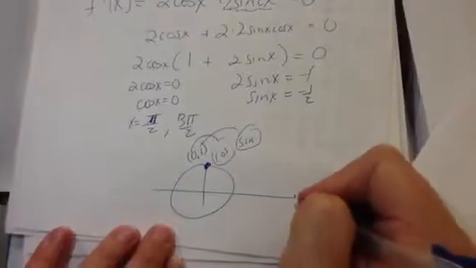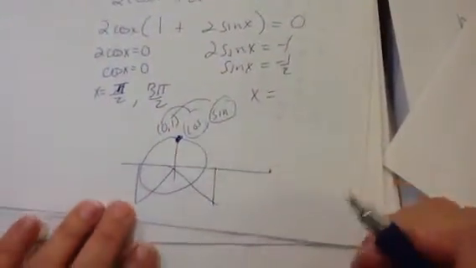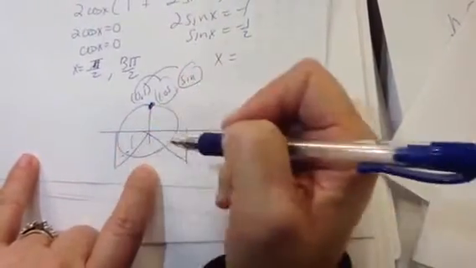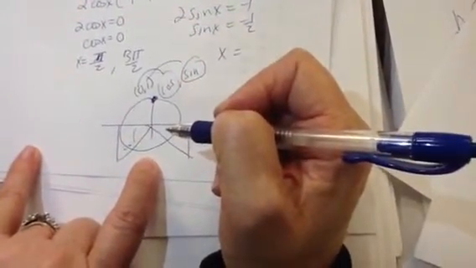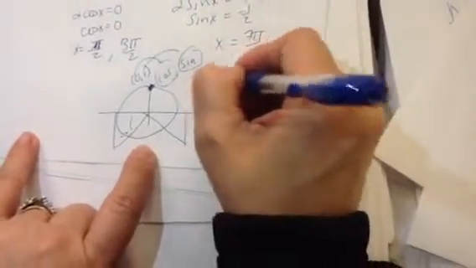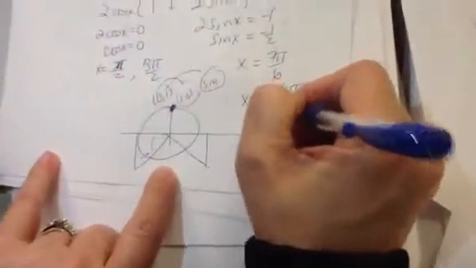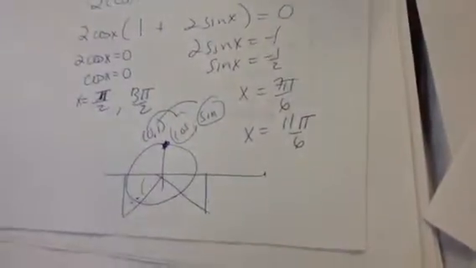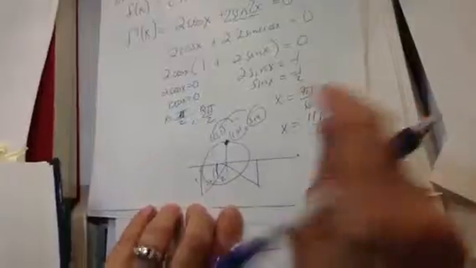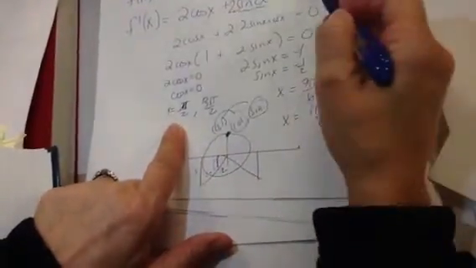Where does that occur? That occurs down in these quadrants, both of them. Yep, the sine is negative in both. So this would be 210 and 330 degrees. Those are my critical values. So here are my critical values, including my endpoints.